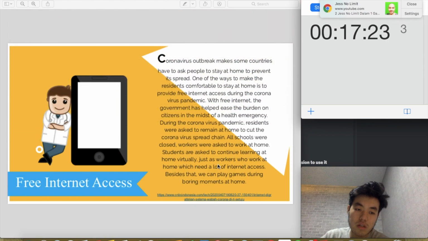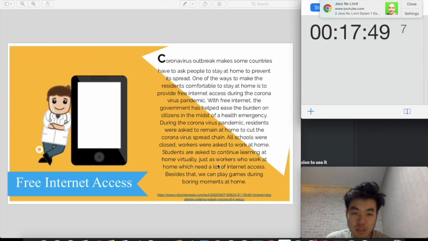So, the free internet access, we are going to the discussion. The coronavirus outbreak may make some countries have to ask people to stay at home to prevent its spread. One of the ways to make residents comfortable staying at home is to provide free internet access during the coronavirus pandemic. With free internet access, the government has helped ease the burden on citizens in the midst of a health emergency.